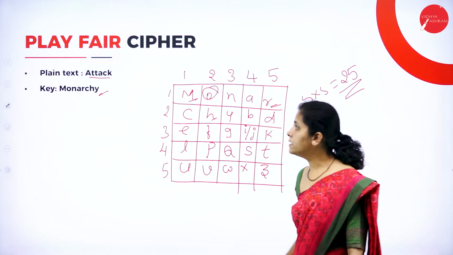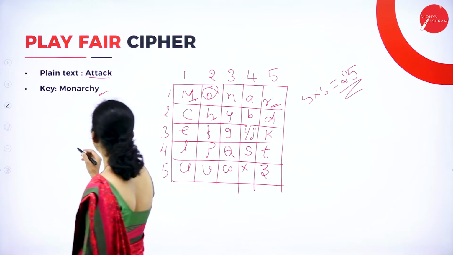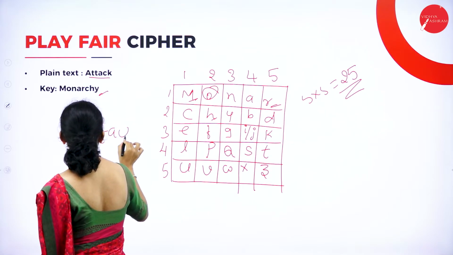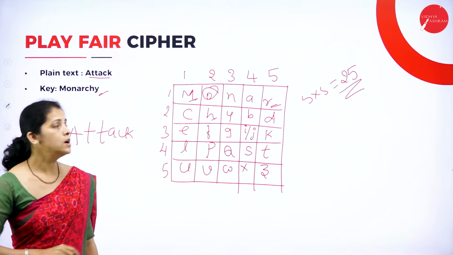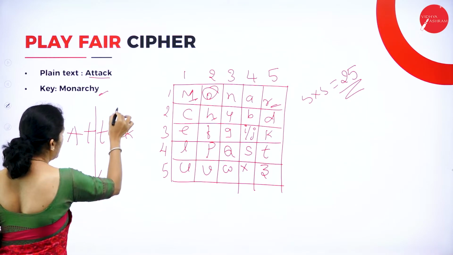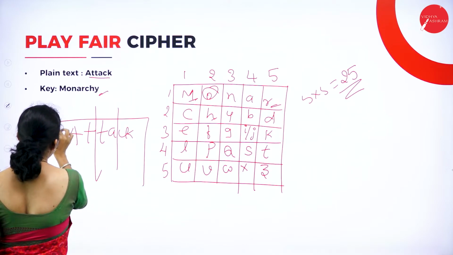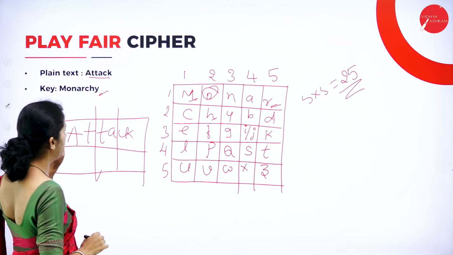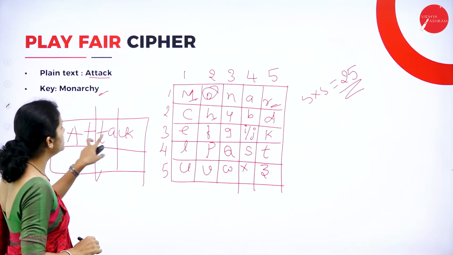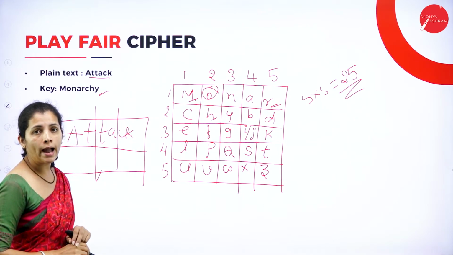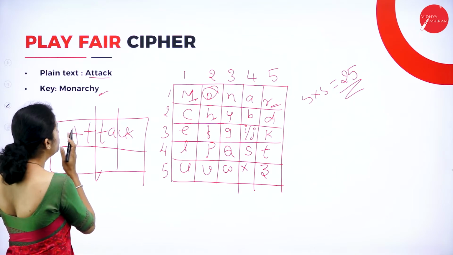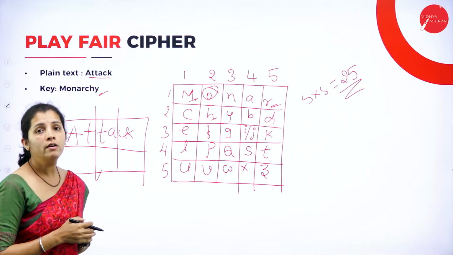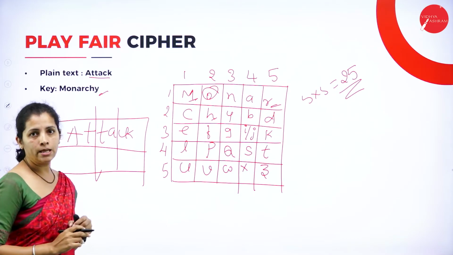So before that, let me write the text as it is, that is attack. So according to the second rule, I want to make a pair. So I will divide as it is. Okay, this is my plain text and this is my ciphertext. When I make a pair, it is even numbers. So no need to add a filler letter. If I am having only an odd number of characters, to make it even, I want to add a dummy character or filler letter. Okay, now the second step is over.